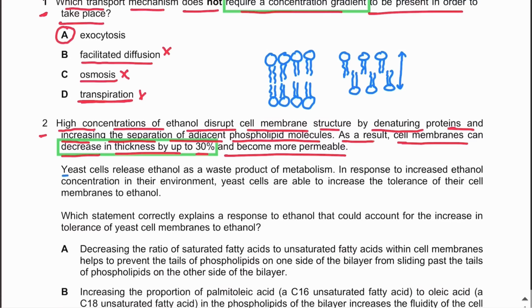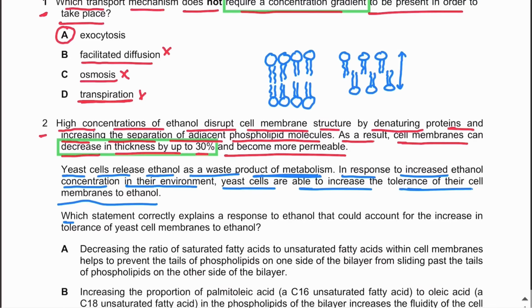It's written over here that yeast cells release ethanol as a waste product of metabolism. Basically yeast cells carry out anaerobic respiration and they produce ethanol. So they release ethanol as a waste product of metabolism, out of the cell. In response to increased ethanol concentration in their environment, yeast cells are able to increase the tolerance of their cell membranes to ethanol. So basically they are saying that yeast cells have the ability to tolerate high concentrations of ethanol, maybe because of some changes in their membrane.